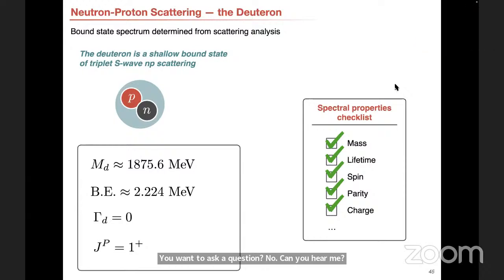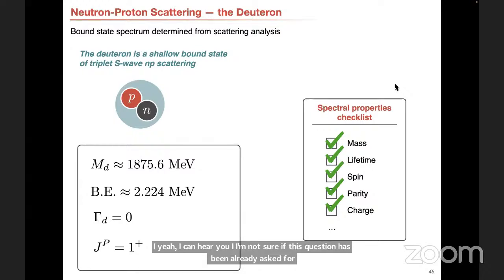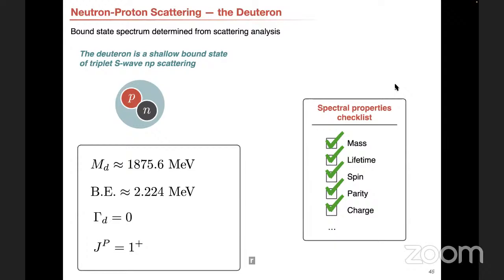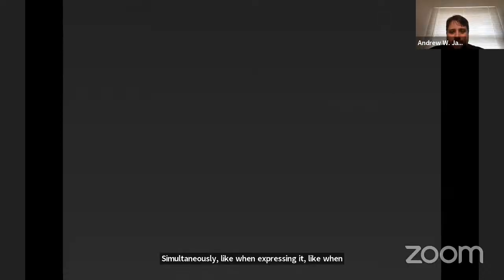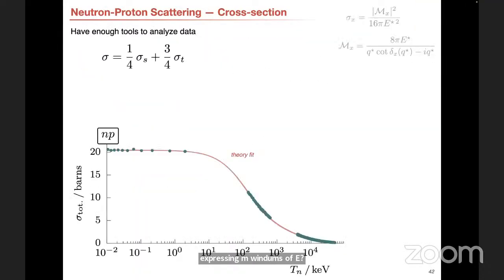I'm not sure if this question has been already asked or discussed, but when we're discussing objects like the S matrix and M matrices, they're essentially matrices, right? So in all the algebra that we do, and while treating them as complex numbers, how do we ensure that that also checks out simultaneously? Like when expressing M in terms of e to the i delta, how do you interpret?